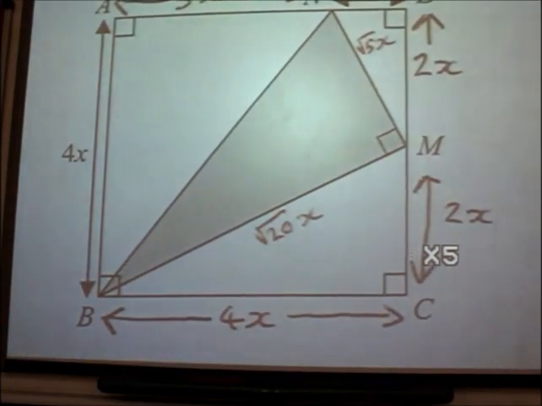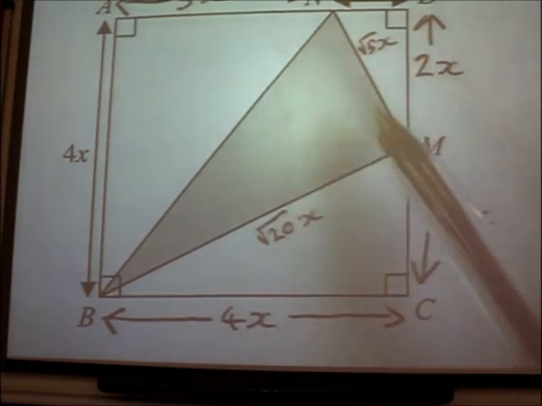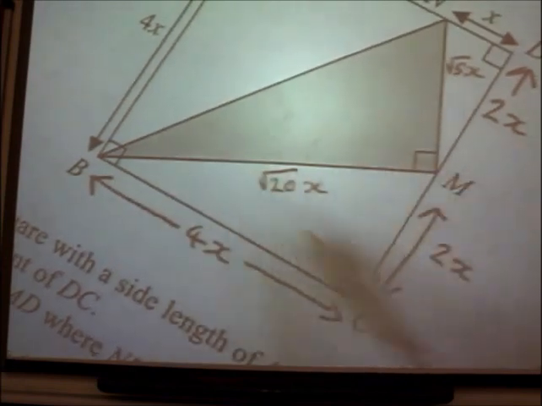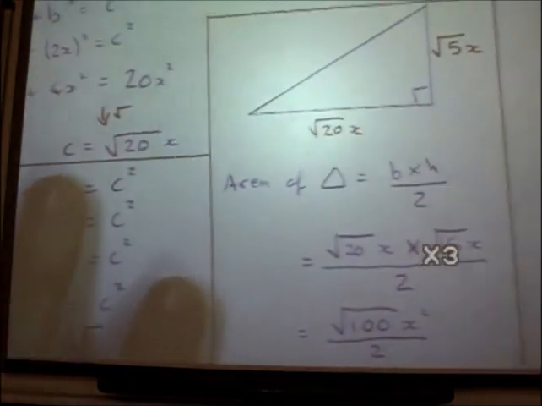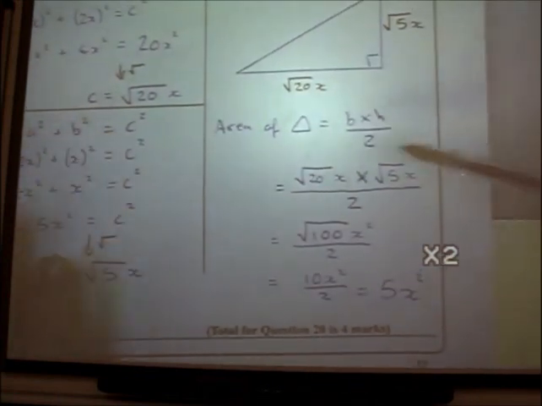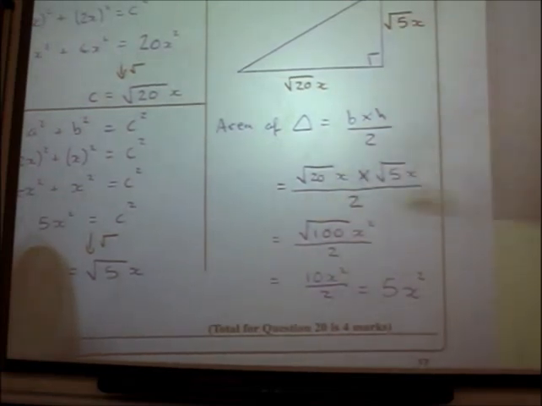So what you're going to do now, the area of a triangle is base times height divided by 2. Might be easy if you actually turn it around that way. So you can see there's your base, root 20x, there's your height, root 5x. And this is what I've done over here. I've drawn it out again, there we are. Area of the triangle is that. So it's the base, root 20x, times root 5x divided by 2.